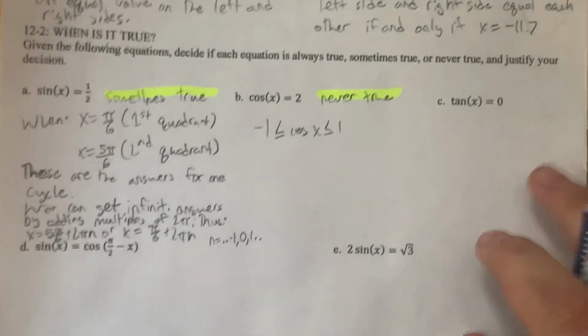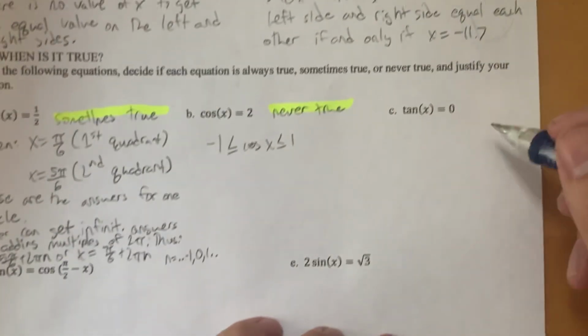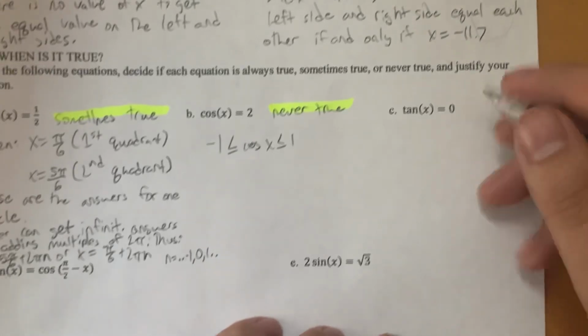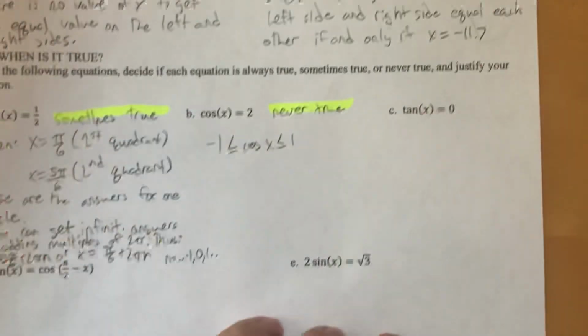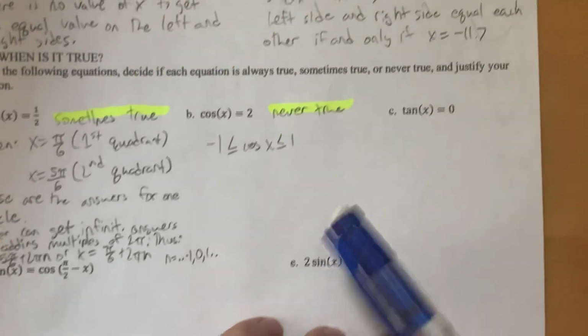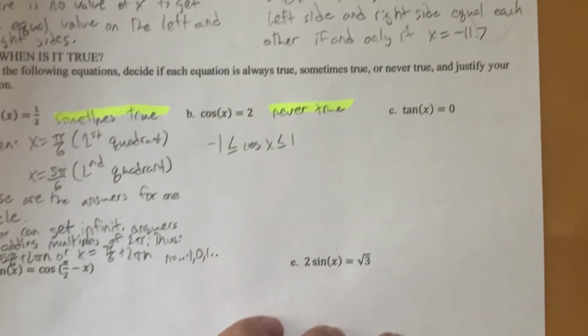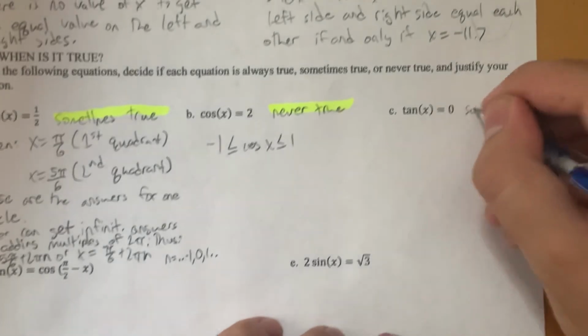So let's do tangent. Tangent of x equals 0. Sometimes true, right? When it's on the 180 degree line or 0 degree. But do you remember that in radians? Remember, all answers in radians. So I'm going to write sometimes true.